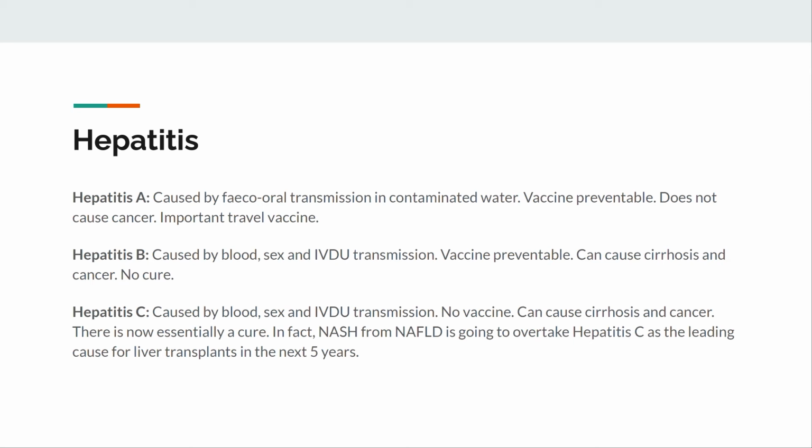Hepatitis B, caused by blood, sex, and drugs. Vaccine preventable, but it can cause cirrhosis and cancer, and there's no cure. Hepatitis C, caused by blood, sex, and drugs. There's no vaccine, and it can cause cirrhosis and cancer, but now there's essentially a cure for it with some modern-day drugs. And in fact, non-alcoholic steatohepatitis from non-alcoholic fatty liver disease is going to take over hepatitis C as the leading cause of liver transplants within the next 5 to 10 years.